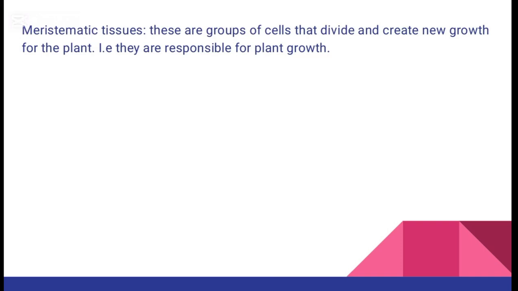And the last type of plant tissue is the meristematic tissue. The meristematic tissue are groups of cells that divide and create new growth for the plants. In other words, they are responsible for plant growth. And now we're going to go to the animal tissues.